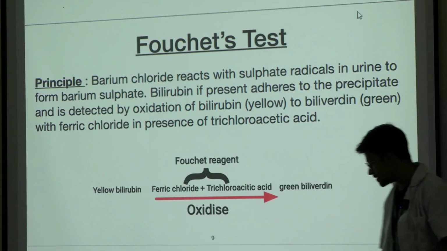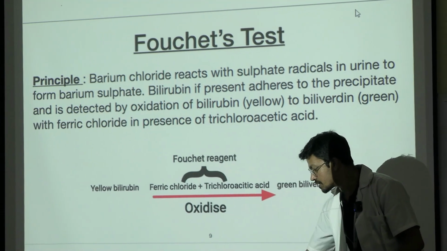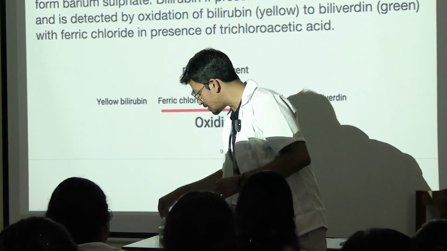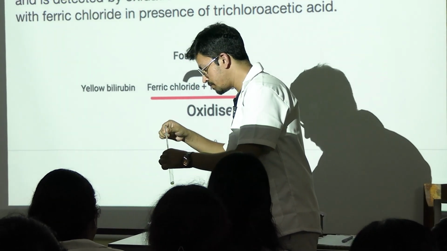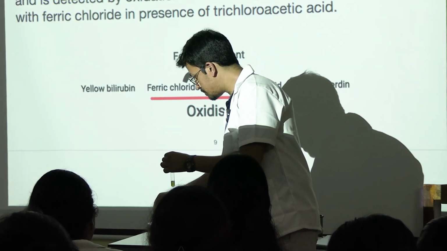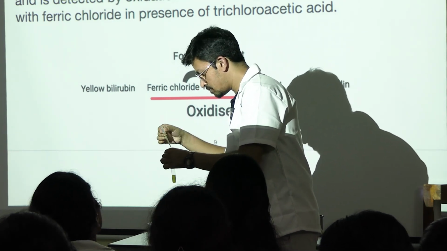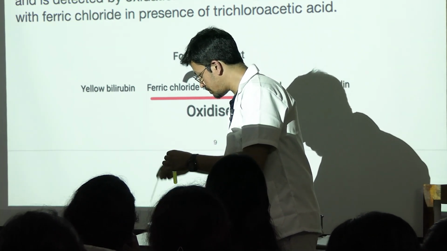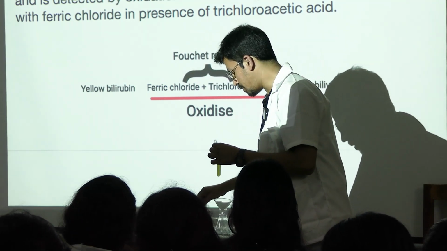Those who are still writing, please just focus over here. I'll show you the demo of the test, okay? This test you won't have to do in the lab. I'll just give you a demo, okay? So this is what? This is the urine sample. We will take 5 ml of urine sample, okay? Then we have to add what? Barium chloride into it. How much? Same 5 ml.